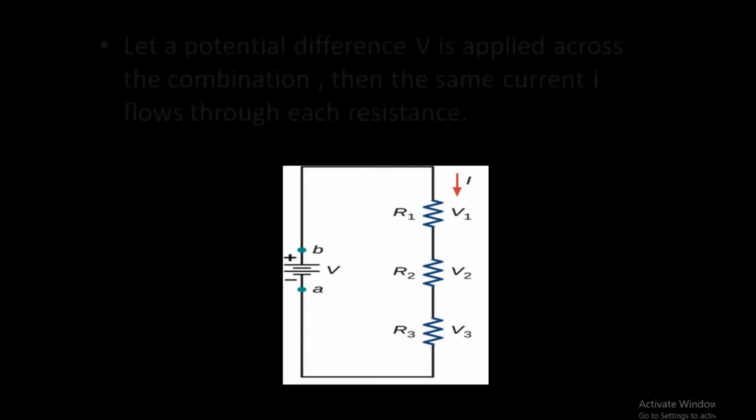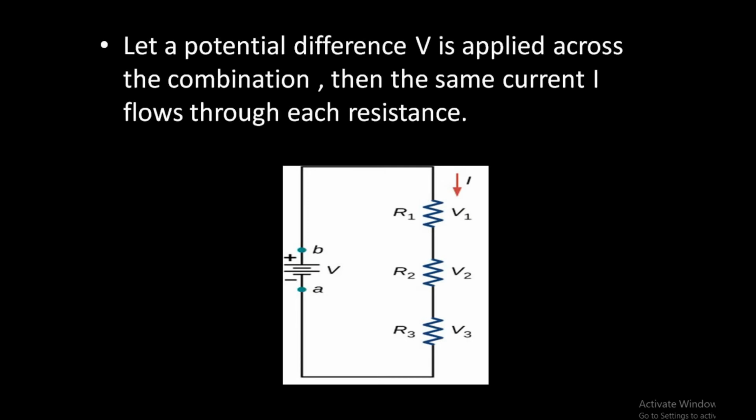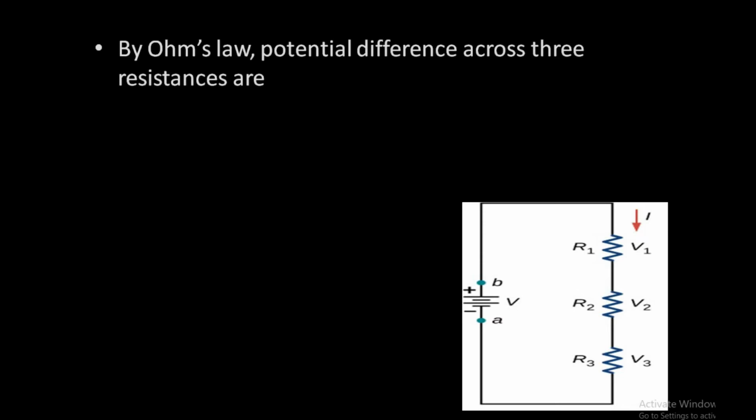Now if we provide a potential difference V across the series combination, then the same current I flows through each resistance. Or we can say, if a potential difference V is applied across the combination, then the same current I flows through each resistance. Okay.